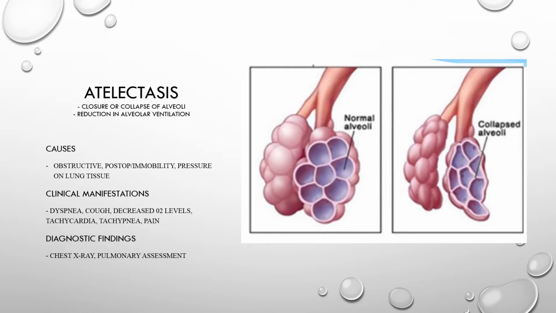Probably the most common type of atelectasis is acute atelectasis. This occurs most commonly after any type of surgical procedure, or if the patient is post-op, or if the client is immobilized for any reason and they have a shallow breathing pattern. We can also see atelectasis due to an obstructive reason. This could be due to a tumor in the airway, or any increase in secretions that are getting trapped in the airway.